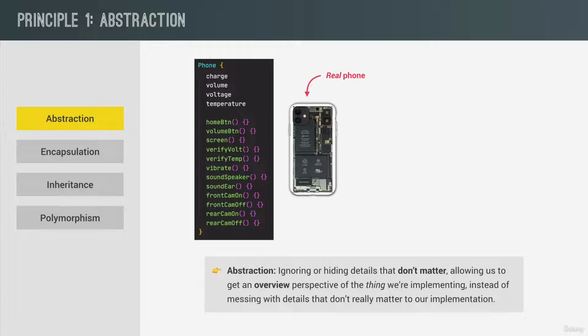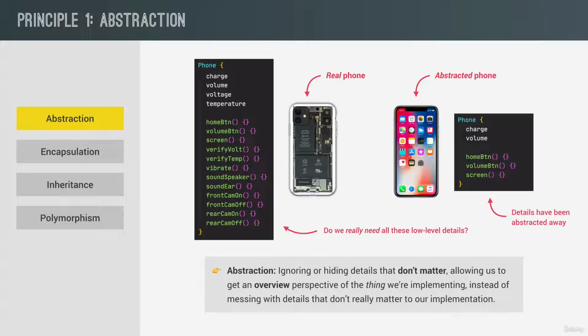But as a user interacting with a phone, do we really need all of this detail? Well, I guess not, right? So in reality, when we interact with a real phone, all of these details have been abstracted away from us as the user. And all that we're left with is a simple phone that we basically only interact with using the home button, volume buttons, and the screen. Everything else is gone because we simply don't need it as a user. So the phone then operates kind of as a black box without us seeing what is happening inside.